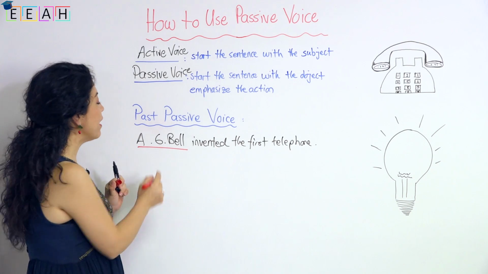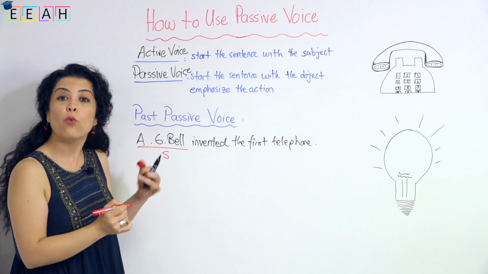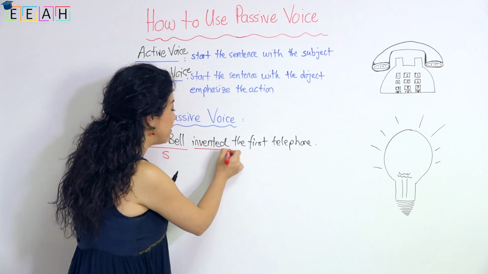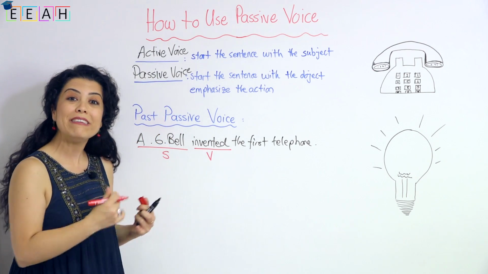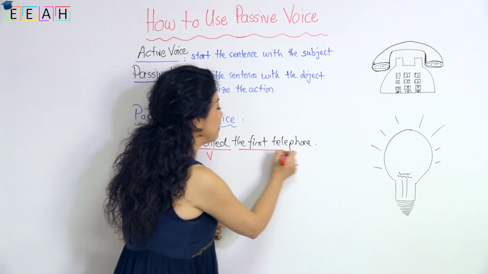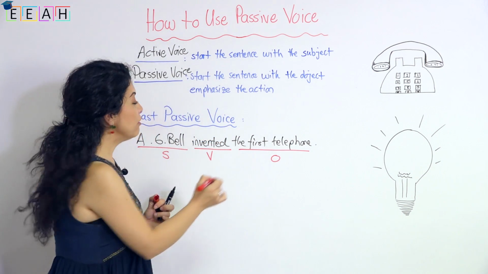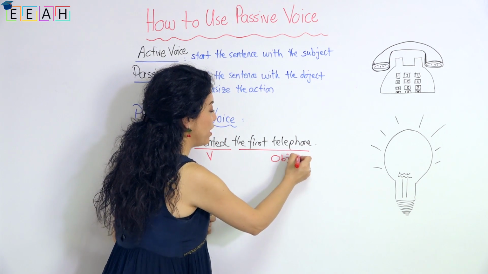Cool. This is an example of active voice because I started the sentence with the subject, with the person who did it, okay? I have the subject here. And what did he do? He invented. I have the verb. What did he invent? He invented the first telephone. So here I have the object.